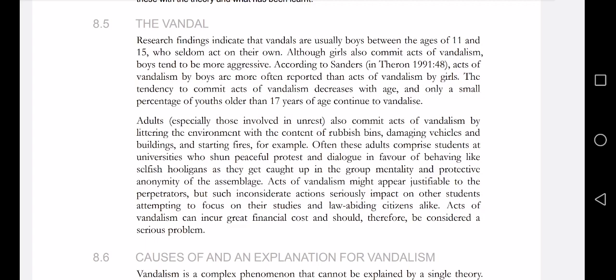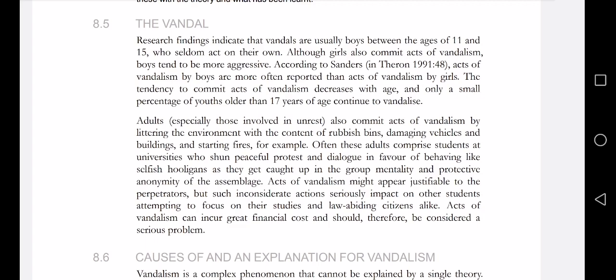The tendency to commit acts of vandalism decreases with age, and only a small percentage of youths older than 17 years of age continue to vandalize. Adults, especially those involved in unrest, also commit acts of vandalism by littering the environment with the contents of rubbish bins, damaging vehicles and buildings, and starting fires.